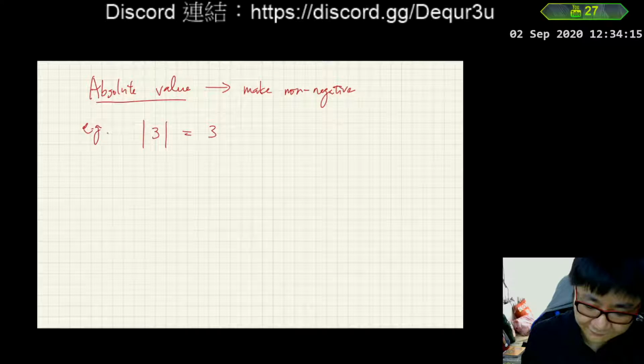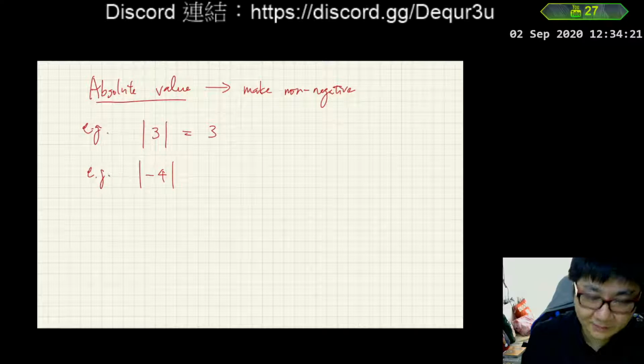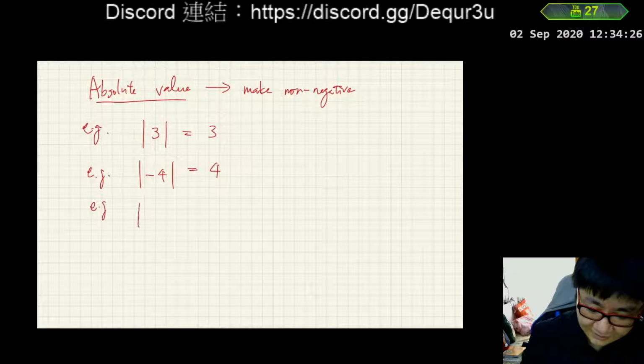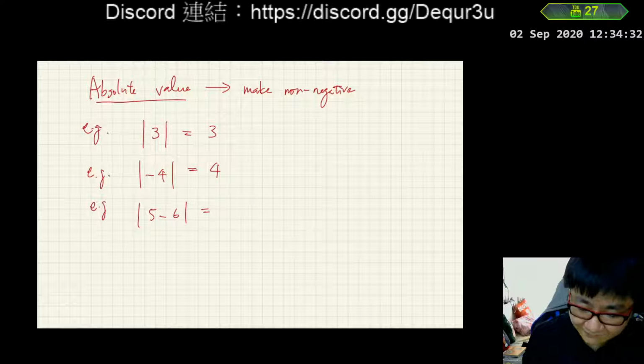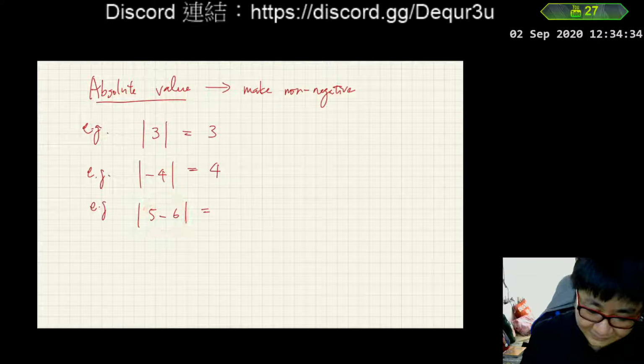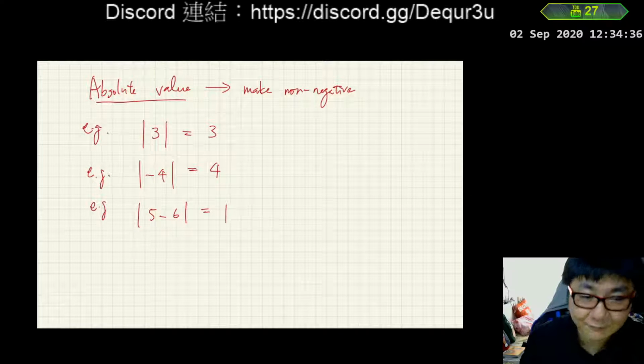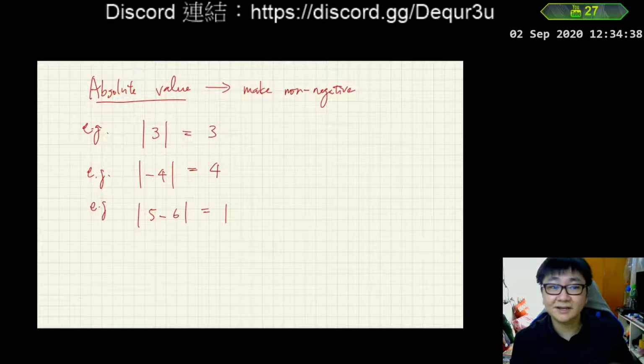And the absolute value of 3 will be 3. And one more example will be the absolute value of negative 4. Just make it not negative, then it will be 4. A further example would be, what about 5 minus 6? Then 5 minus 6 is negative 1, therefore the absolute value of negative 1 will be 1. It's just like this, the absolute value.